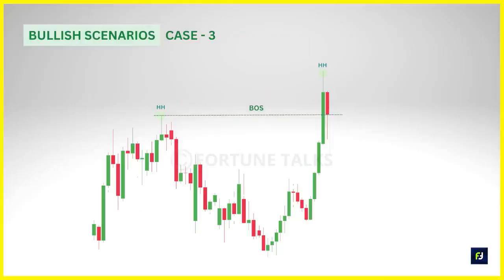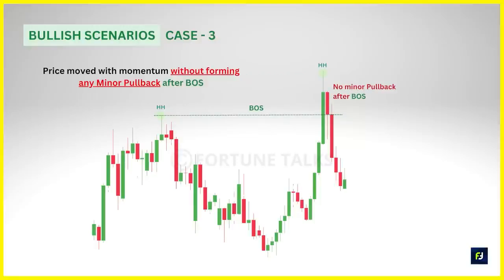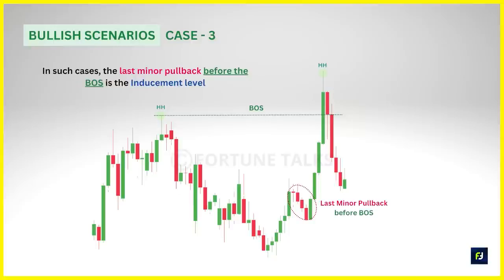Now look at this third example. Where is the inducement in this case? It is clear that the price did form a valid break of structure, but as per our definition of inducement, the price did not create any minor pullbacks after the bullish break of structure. But the price did form a pullback just before the break of structure. So in such instances where there is no pullback formed after the break of structure, we will consider the last minor pullback before the break of structure as the inducement level.